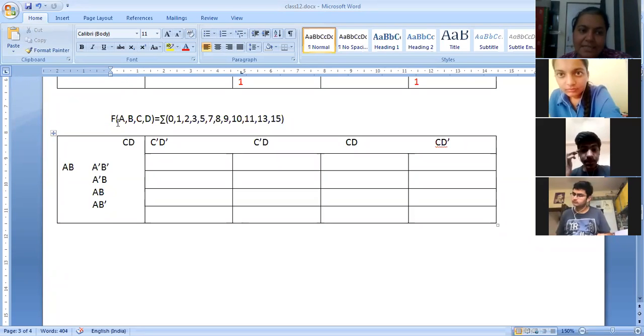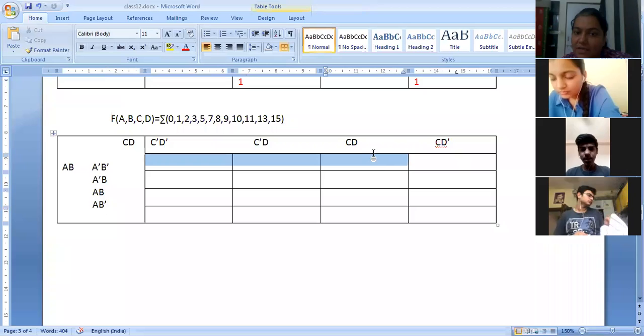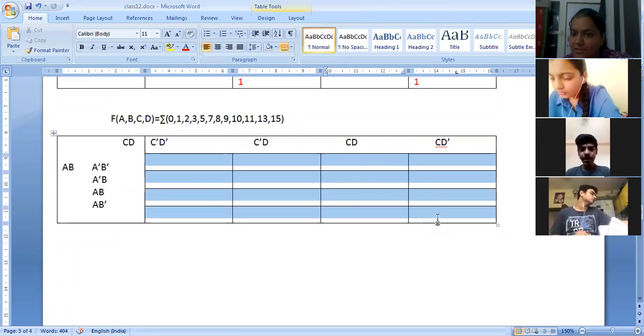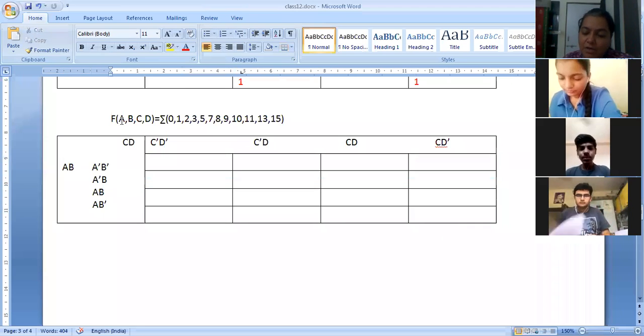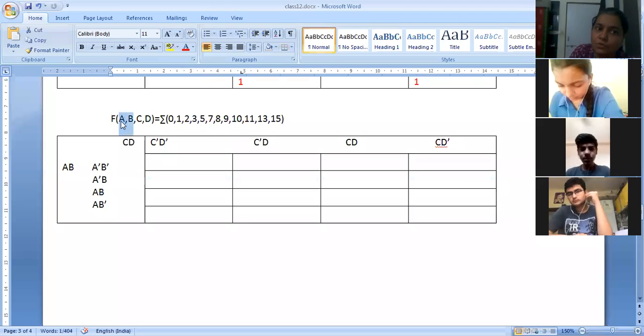The question is the function of A, B, C, D. So how many variables do we have? We have 4 variables. So you should understand when there are 4 input variables, we will have 16 boxes in our K-map. Nobody will come and tell you, okay, you need 8 boxes or 16 boxes. It is up to you to decide. And that depends on the number of variables you will count here. 1, 2, 3, 4. If there are 3, then you need 8 boxes. If there are 2, you need 4 boxes. But for 5 marks, they always ask a 4 variable question.